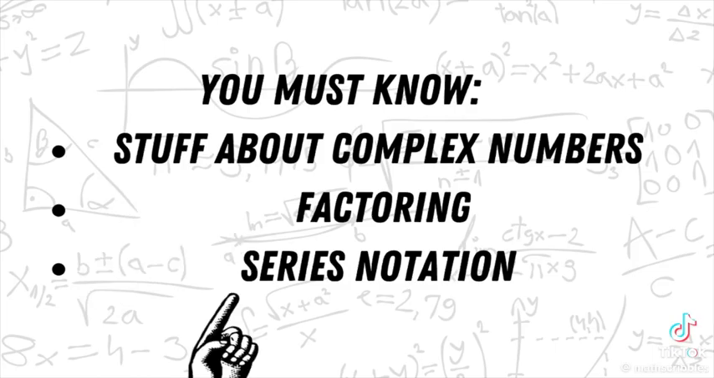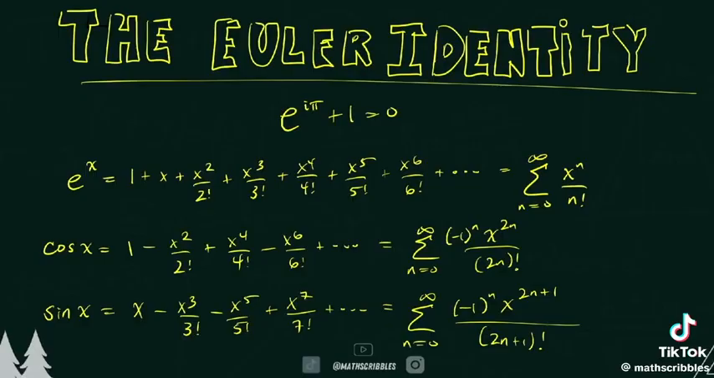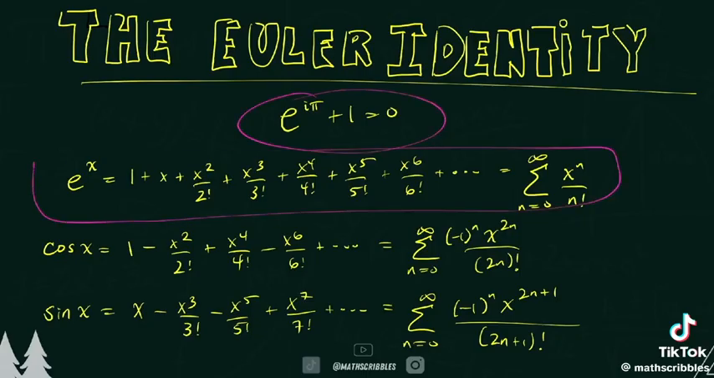Okay, let's get started. So here we have the Maclaurin series for e to the x, cosine of x, and sine of x. To be honest, we don't really have to know what the Maclaurin series is, except that it's here on the screen. But what we're going to do is use these series to find the Euler identity. So let's go ahead and start with e to the x.